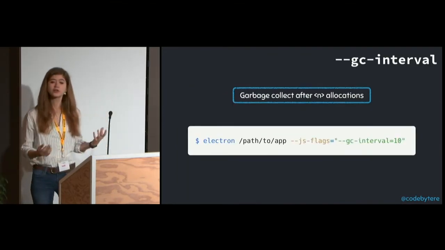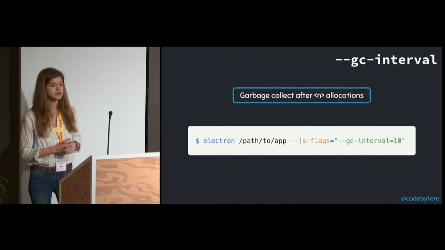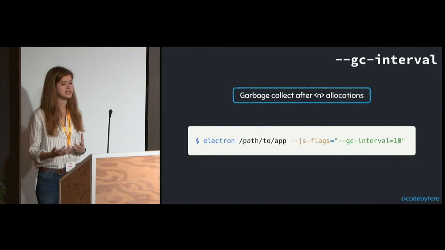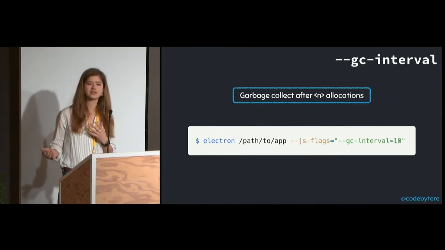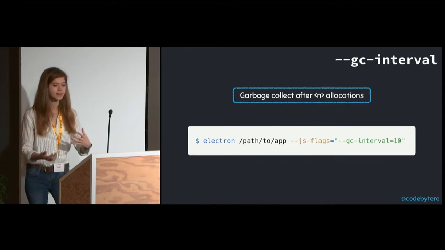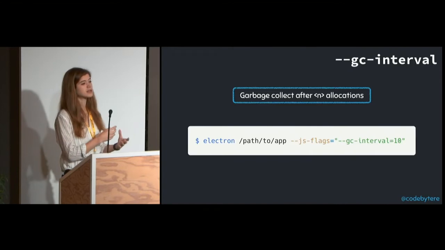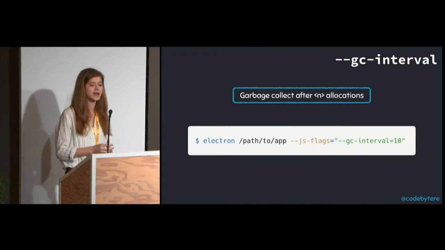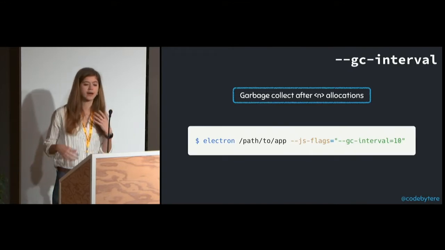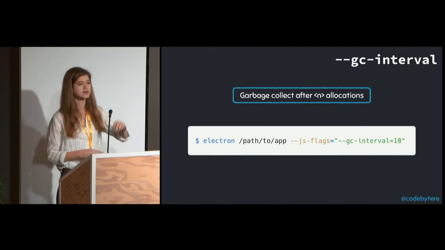You can also change the determinant for performing a garbage collection within Electron using the flag --gc-interval. V8 doesn't really make it clear what precipitates garbage collection by default, but you can override that to ask the garbage collector to perform collection after a certain number of memory allocations, either by value instantiation or allocation via function call, as I mentioned towards the beginning of my presentation.